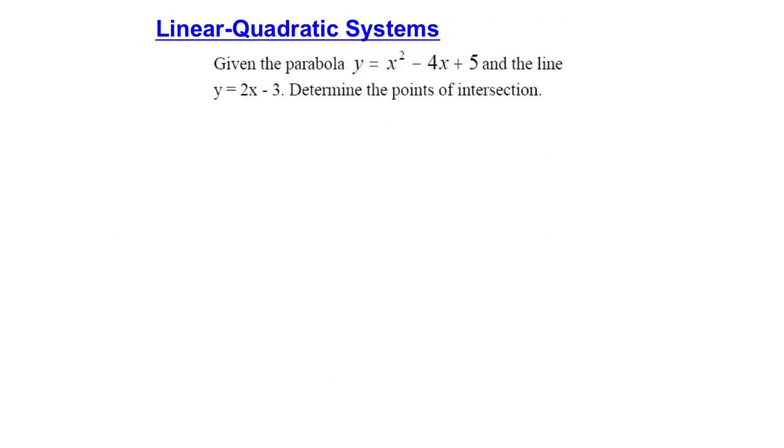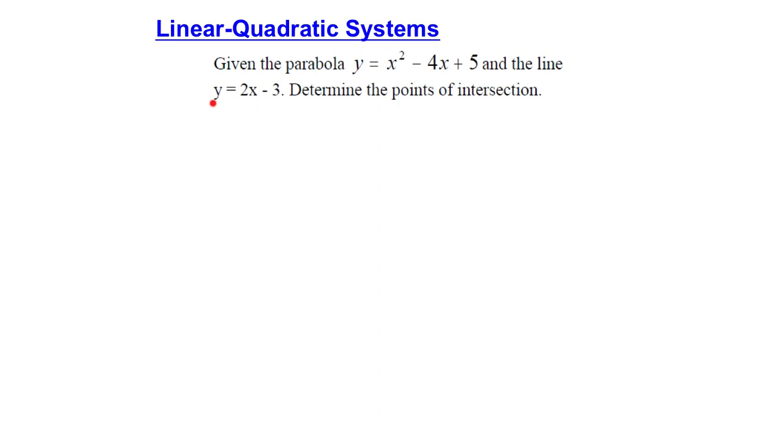And the last topic we covered in this unit was linear quadratic systems. Remember, we're finding the point of intersection of a line and a parabola. So you might have 2 points of intersection, you might have only 1 point of intersection, or you might not even have a point of intersection.